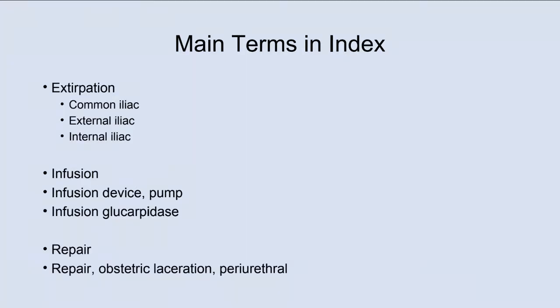Some of the main terms and indented terms can be confusing, particularly if you're used to finding terms in the ICD-10-CM alphabetic index. For example, under the term extirpation, you have indents for common iliac, external iliac, and internal iliac. Now, you might expect extirpation, iliac, and then indented under that, common, external, internal. But that's not how this works. So alphabetically, it's extirpation, common iliac, external iliac, internal iliac. Okay, so that's kind of confusing.